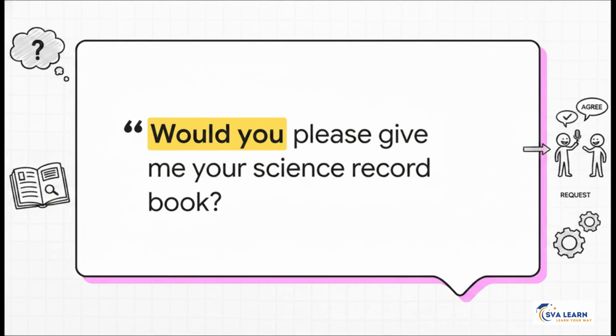Let's look at a classic textbook example of this code in action. Manoj says, "Would you please give me your science record book?" Nirmala replies, "Sure, I will give it to you." Now, on the surface, that's just two kids talking, right? But structurally, Manoj is deploying the requesting function, using polite markers like, "Would you please?" Nirmala's response instantly executes the agreeing function. Understanding this invisible back and forth makes you hyper-aware of how a successful, smooth conversation is actually structured.